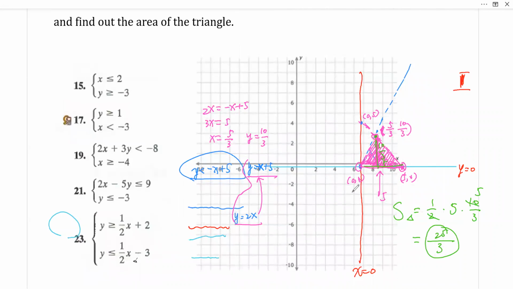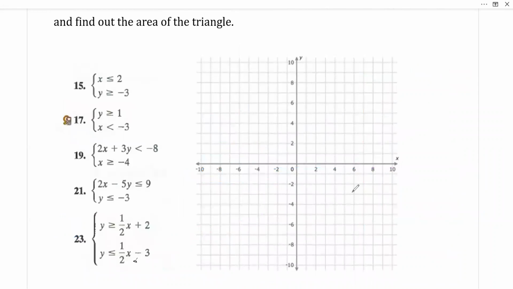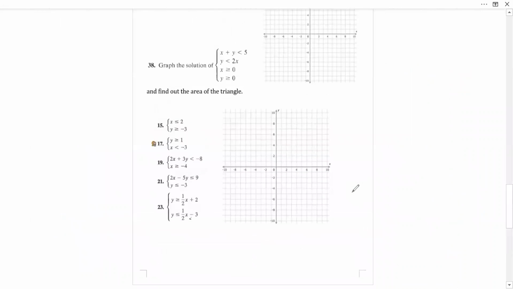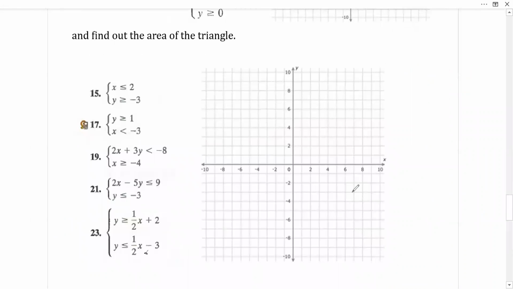Okay, do you guys still need me? We'll finish the rest. I think you guys can do the rest, all right? Do 17, 15, 17, 19, 21, and 23. It's very similar to what we were talking about earlier, all right? So you can graph by yourself.